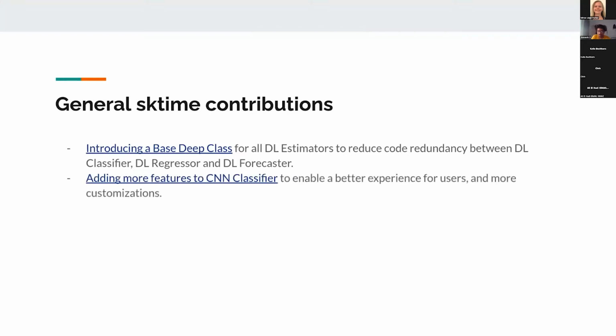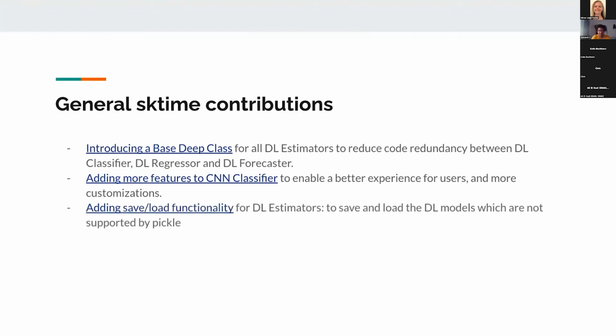Another part is trying to add more features to existing classifiers and regressors. Although the sktime DL estimators already exist, your CNN classifier, your LSTM classifier, and so on, I have tried to add more features and parameters so that the users have more customization and a better experience in general. So the whole idea is pick and choose, so that they are able to do it in a more free manner. And the last part is adding a save load functionality.